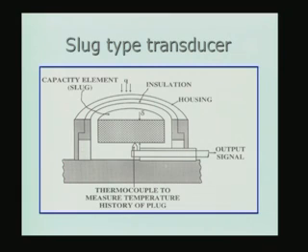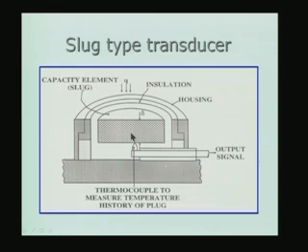Basically, the slug type transducer consists of a slug of material. This is the material which we call as a slug, or it is the heat capacity element. So, the mass of the slug multiplied by the specific heat of the material is actually the capacity of this element. If the slug temperature does not go through very large variations during the operation of the slug type transducer, the specific heat may be more or less assumed to be constant. Of course, if the temperature variations are very large, then you have to account for the specific heat variation with respect to temperature.